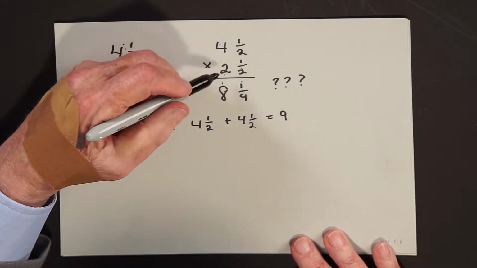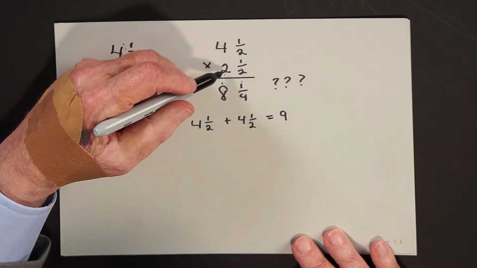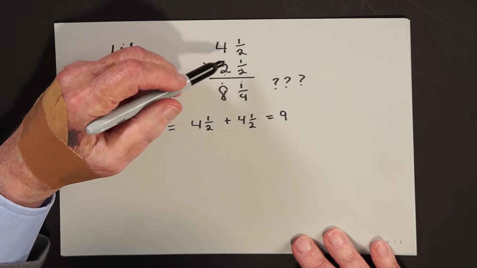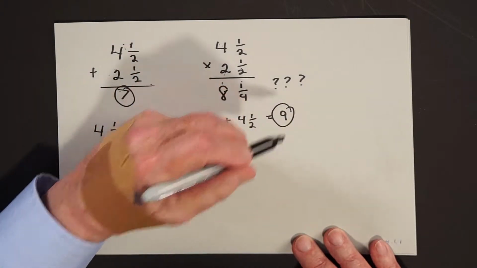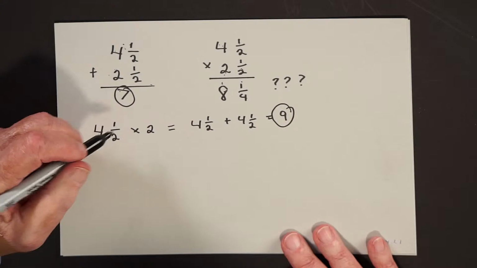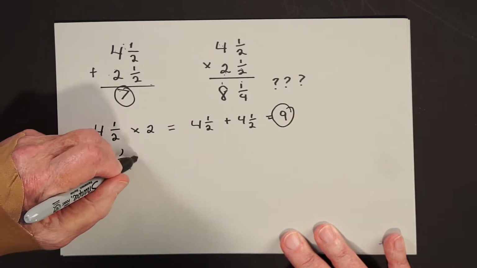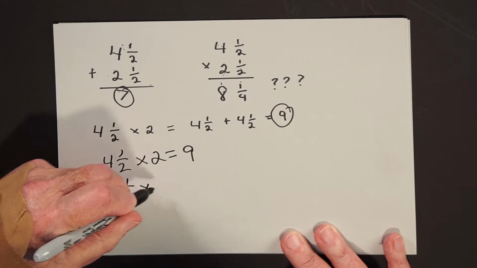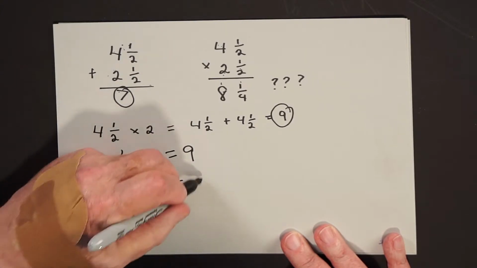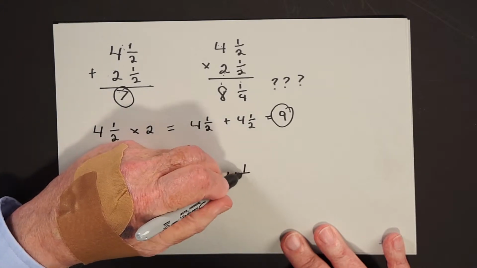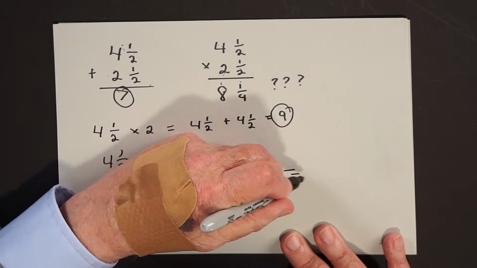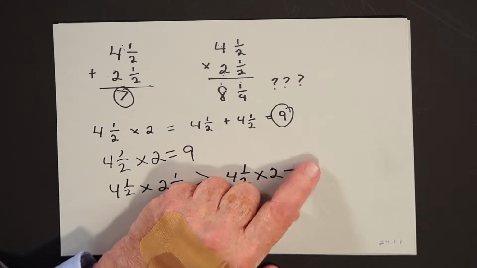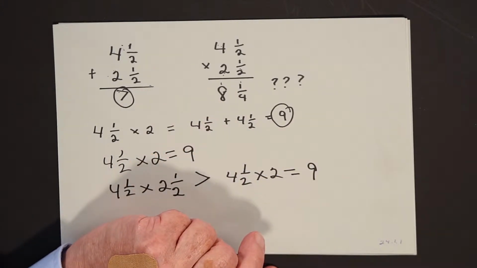2 1/2 times 4 1/2 is certainly more than 2 times 4 1/2, because 2 1/2 is more than 2. So whatever the right answer is, it has to be more than 9. In other words, 4 1/2 times 2 is 9, and 4 1/2 times 2 1/2 is greater than 4 1/2 times 2, which is 9. So again, I don't know what the right answer is, but I know something about it. It has to be bigger than 9. So how can 8 1/4 possibly be the right answer?